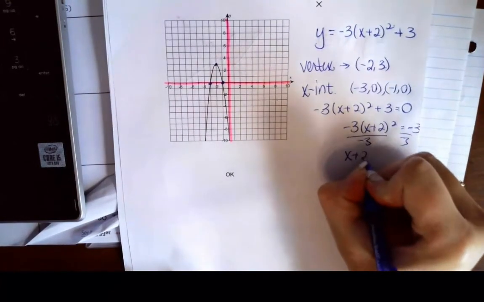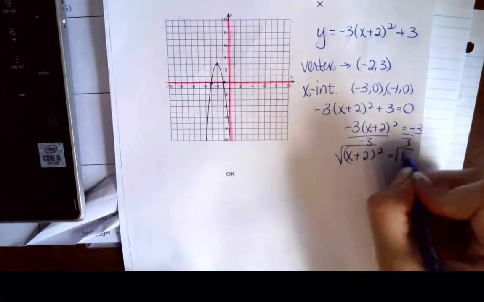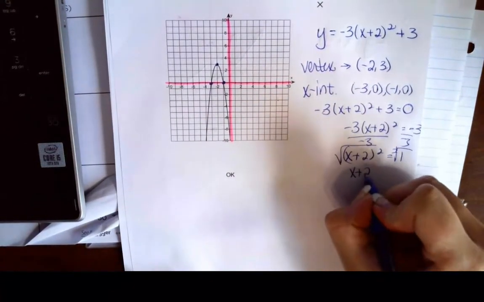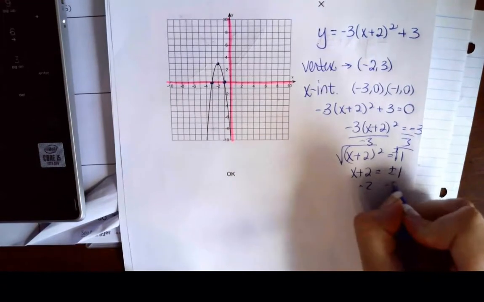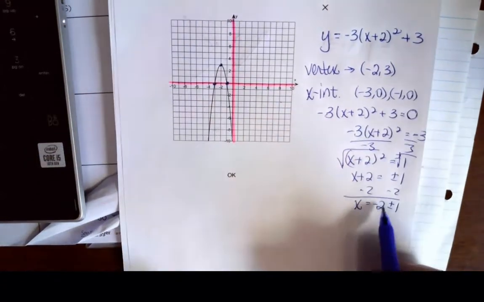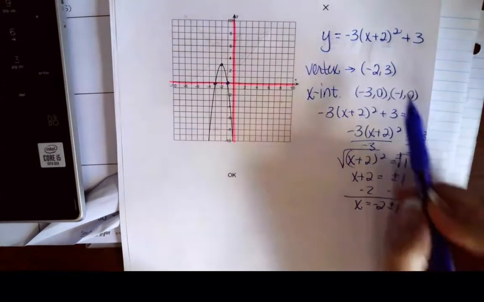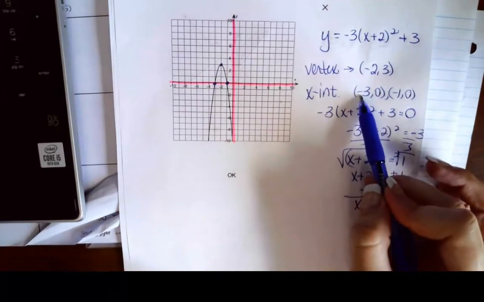So I've got x plus 2 squared is 1. Square root both sides. Do not forget your plus minus. So x plus 2 is plus or minus 1. Now subtract 2. So I get x equals negative 2 plus or minus 1. So negative 2 plus 1 is negative 1. Negative 2 minus 1 is negative 3.